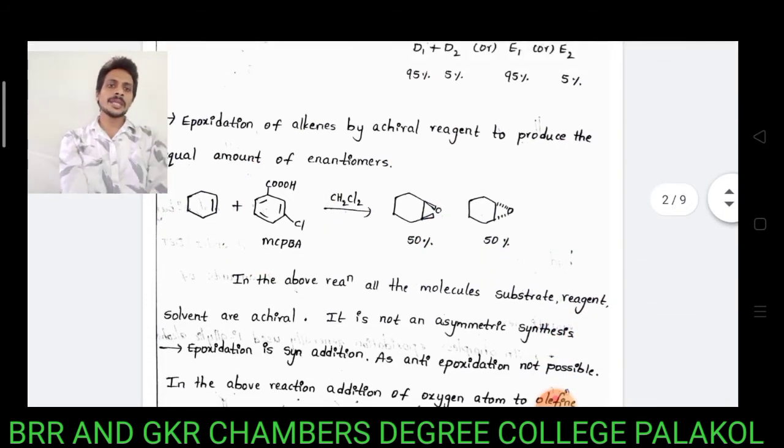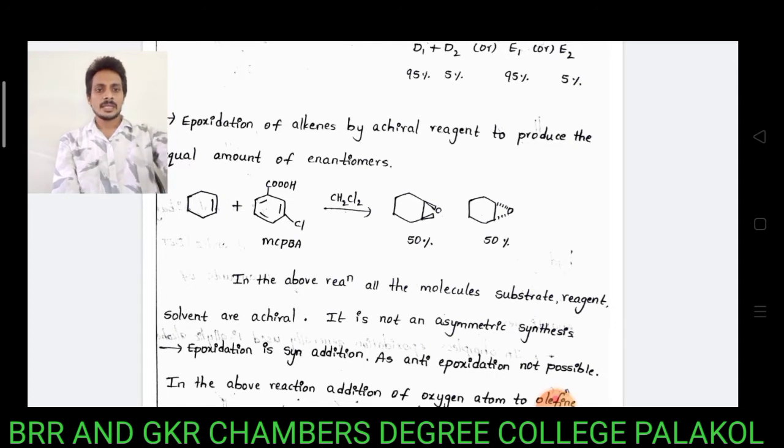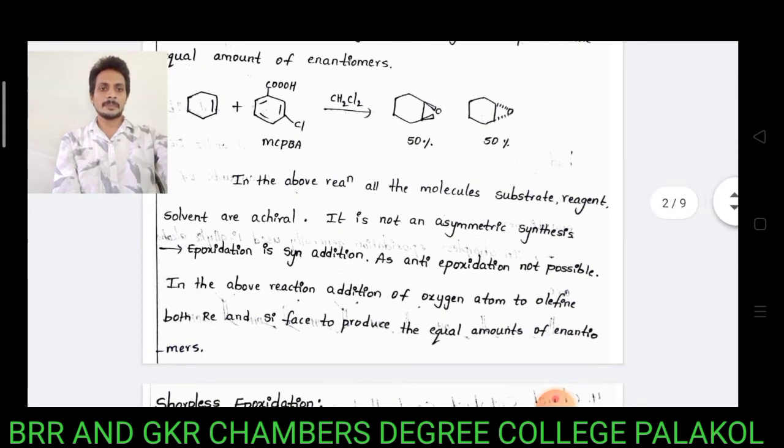Okay, in the above reaction, all the molecules, substrate, reagent, solvent, are achiral. It is not an asymmetric synthesis. Okay, epoxidation is syn addition, as anti-epoxidation is not possible. In the above reaction, addition of the oxygen atom to the olefin occurs on both re and si faces to produce equal amounts of enantiomers.